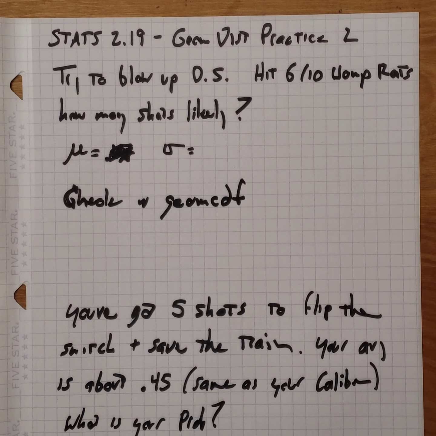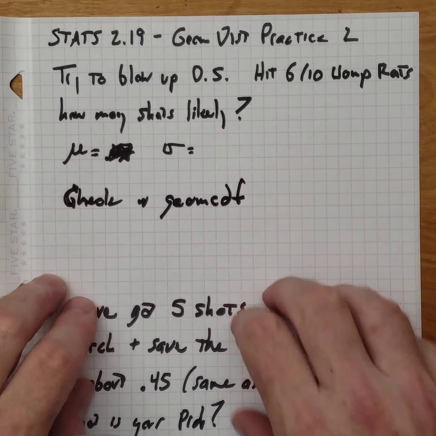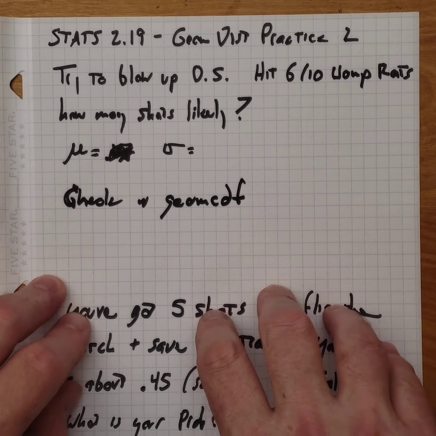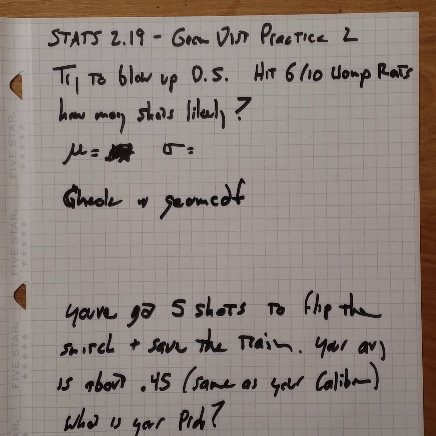Right? You only need to hit it once. Repeated trials until you get a success, then you stop. That's the definition of a geometric distribution. And since we're asking how many shots it's likely to take, this is a range of likely outcomes as opposed to finding a specific probability.